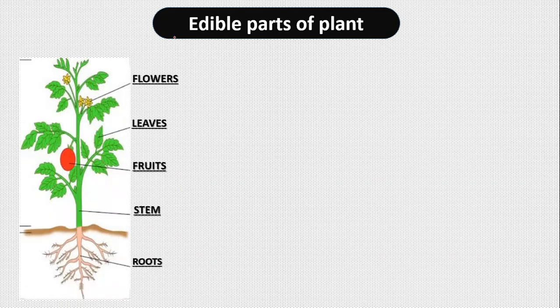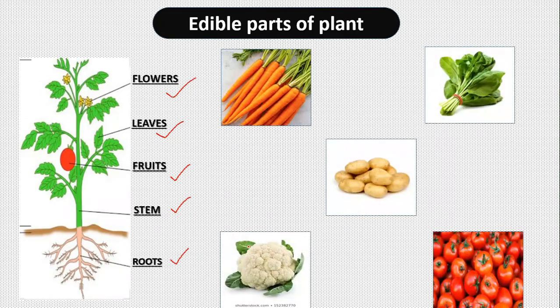So now we will see the edible parts of plants. Edible parts of plants are those parts of a plant which we use to eat, like flowers, leaves, fruits, stem and roots. The example of flower is cauliflower, the example of leaf is spinach, the example of fruit is tomato, the example of stem is potato, and the example of root is carrot.